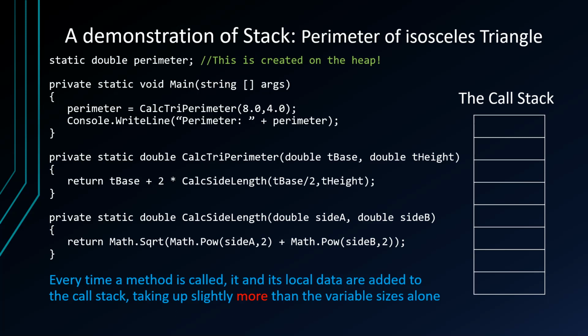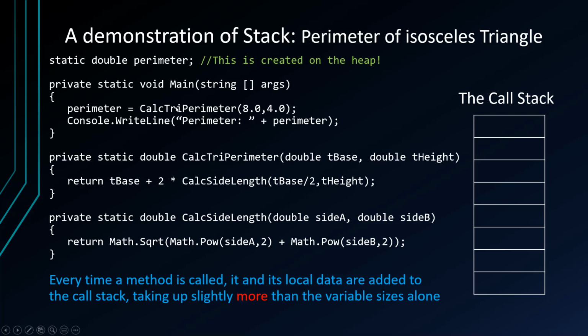All this subprogram does is calculate the perimeter of an isosceles triangle. Given the base of that triangle and the height of that triangle, we're going to calculate the perimeter. That assumes that the two sides that we don't know are the equal length sides of the isosceles. Okay. So what does it do? Private static void. Inside of here, we say perimeter is equal to calcTriPerimeter, and we're passing in a base of 8 and a height of 4, and then it just displays that perimeter on the screen.